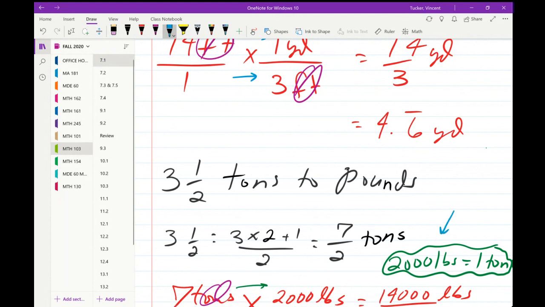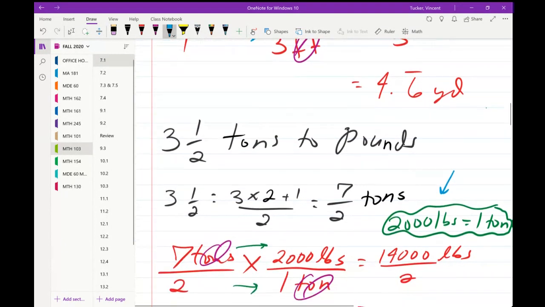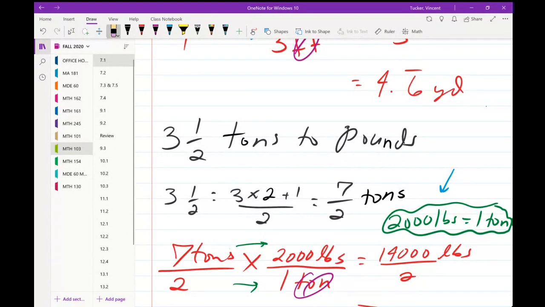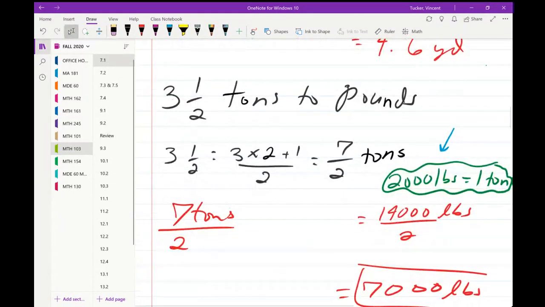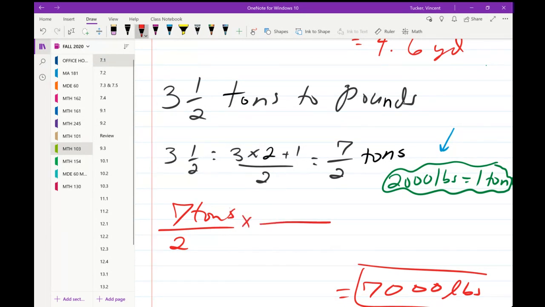Then we have this conversion factor of 2,000 pounds is equal to 1 ton. So that's what we'll be using. And I'm going to erase this stuff so we can walk through it. All right, so we have 7 over 2, and then tons is our measurement. Remember, if I have tons that I'm starting off with, I need tons down bottom.